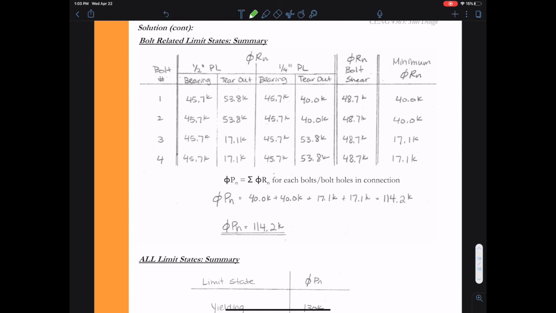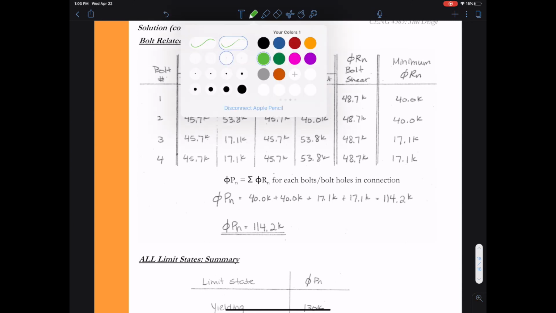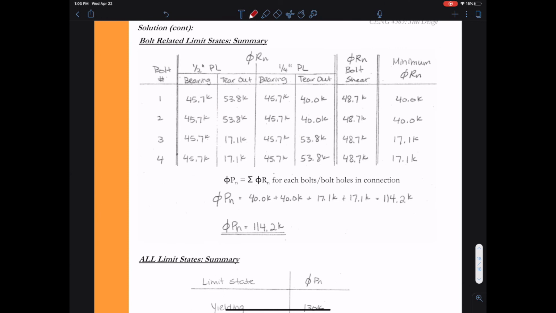And now we're ready to come up with the capacity of our connection. Now, it's important that we remember that the total connection strength, VPN, is the sum of the individual resistance strengths for each bolt or bolt hole in the connection. So I've created this little table to highlight the 4 different bolts I had. Remember, I numbered the bolts 1, 2, 3, and 4. So I've gone ahead and summarized the information for the 1/2 inch plate member for bearing and tear out, for the 1/4 inch plate member for bearing and tear out, and for bolt shear, which is just one value for all the bolts, and I need to determine the minimum resistance from each of them.